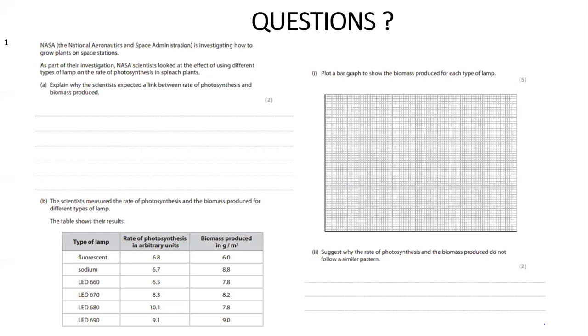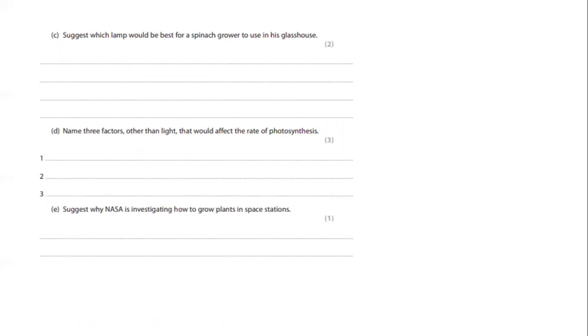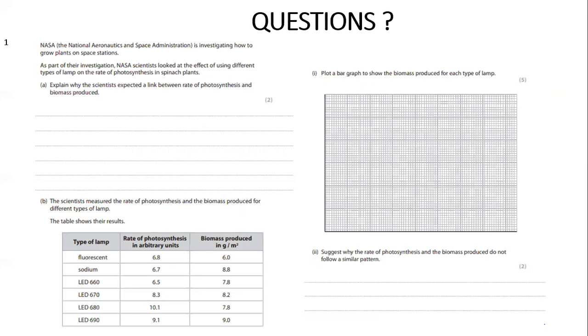Now children, you can try part B. It consists of several subsections, Roman number 1, Roman number 2, and then parts C and D. And there's a graph also. So you need to plot a bar graph to show the biomass produced for each type of lamp using the table given. I hope you all understood the lesson very well. Thank you for listening. That is the end of the presentation.